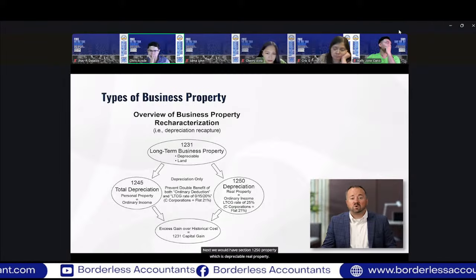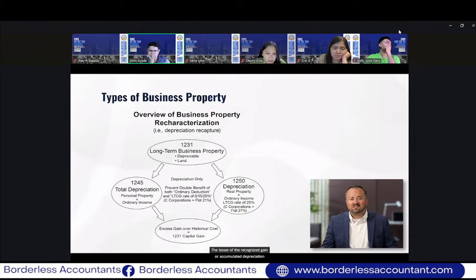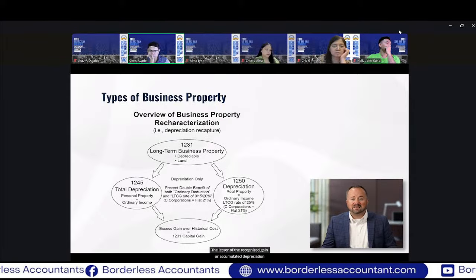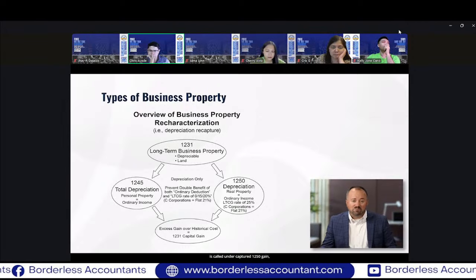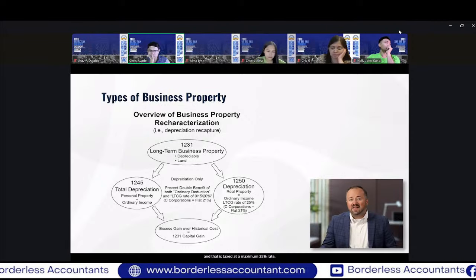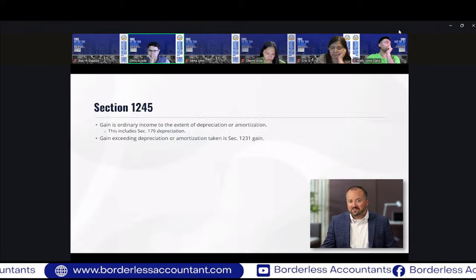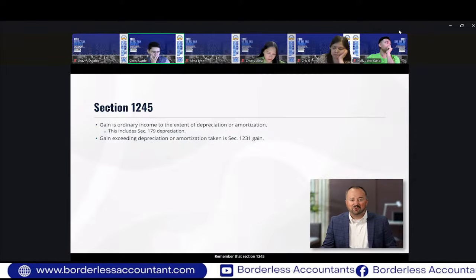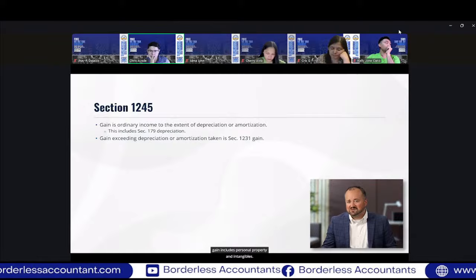Next, we would have Section 1250 property, which is depreciable real property. The lesser of the recognized gain or accumulated depreciation is called unrecaptured 1250 gain, and that is taxed at a maximum 25% rate. Remember that Section 1245 gain includes personal property and intangibles.